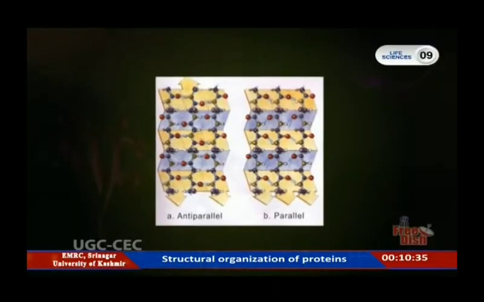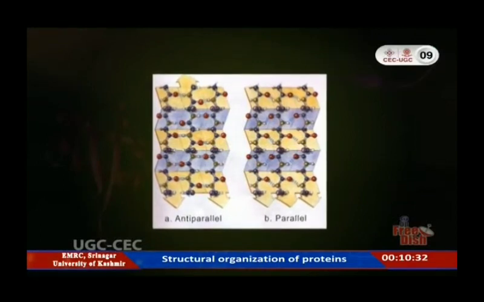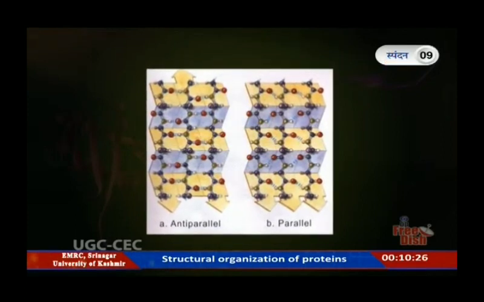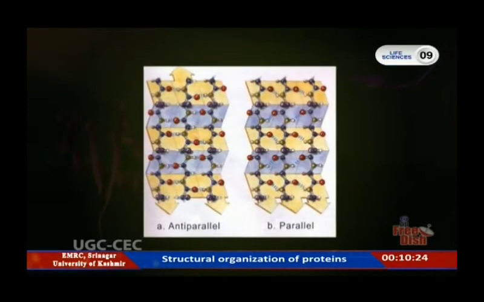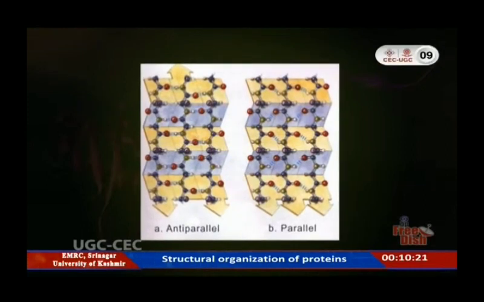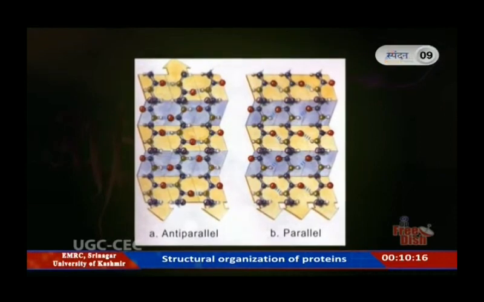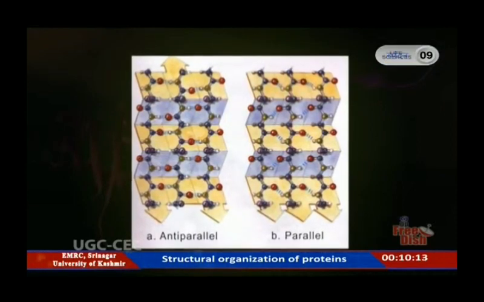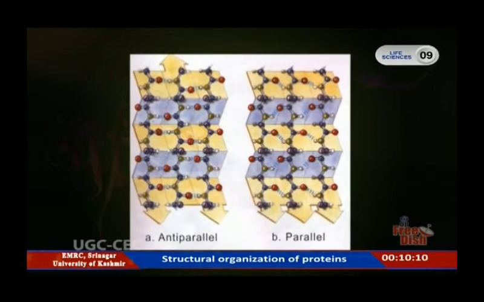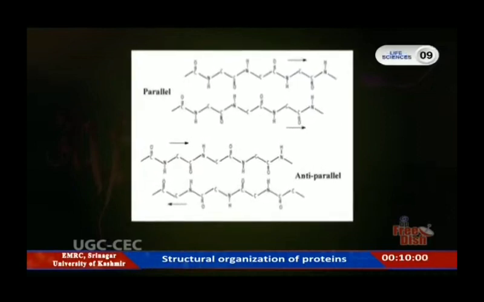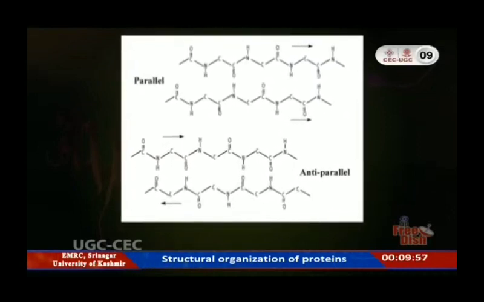The layered polypeptide chains may be parallel or antiparallel. In parallel, the adjacent polypeptide segments are in the same orientation, whereas in antiparallel, the adjacent polypeptide segments are in opposite orientation. In parallel arrangement, the CO group of each amino acid forms a hydrogen bond with the NH group of the amino acid residue two positions further along the adjacent polypeptide segment. In antiparallel arrangement, the NH group of each amino acid forms a hydrogen bond with the CO group of the adjacent polypeptide segment.